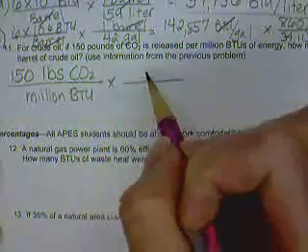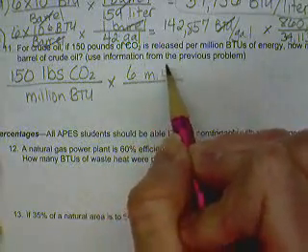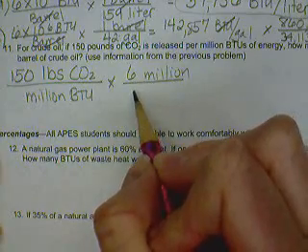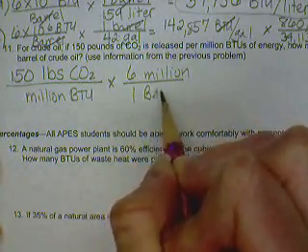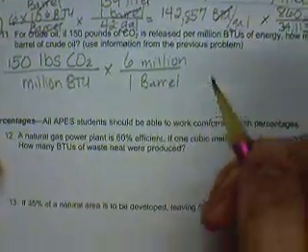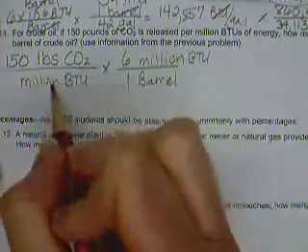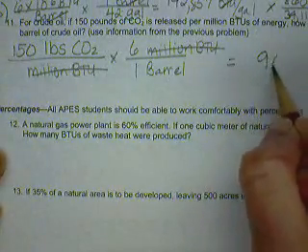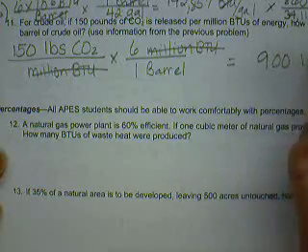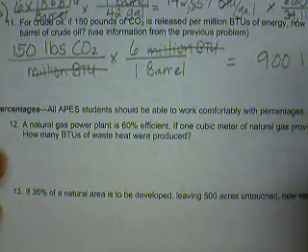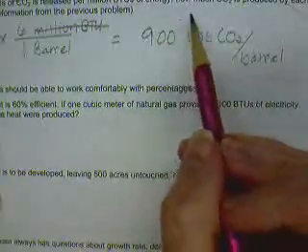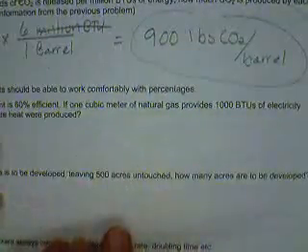And it's telling us that there's 6 million BTUs per barrel. So now my million BTUs cancel out, and so it's really just 150 times 6, and that's going to give me 900 pounds CO2 per barrel. Oh, I'm off the screen, excuse me. 900 pounds CO2 per barrel.